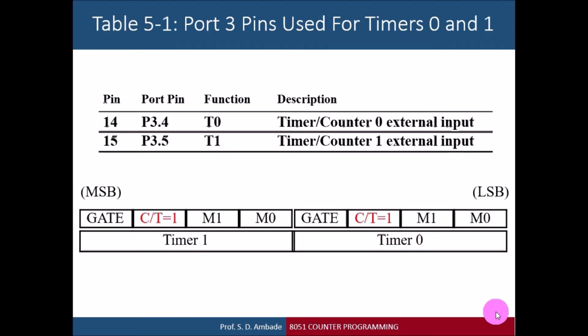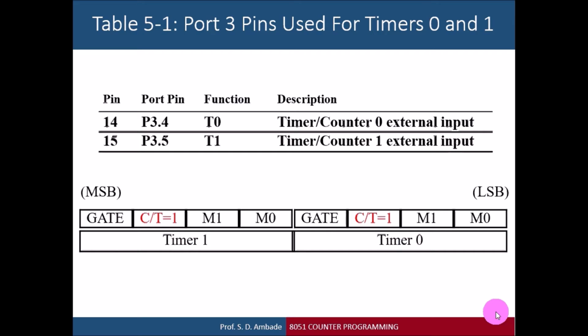So this is a table of port 3 pins used for timer 0 and timer 1. Look at the table. Pin number 14, P3.4. The function of this pin is for timer or counter 0, external input. Pin number 15 is similarly port pin P3.5. The function of this pin is timer or counter 1 as external input.